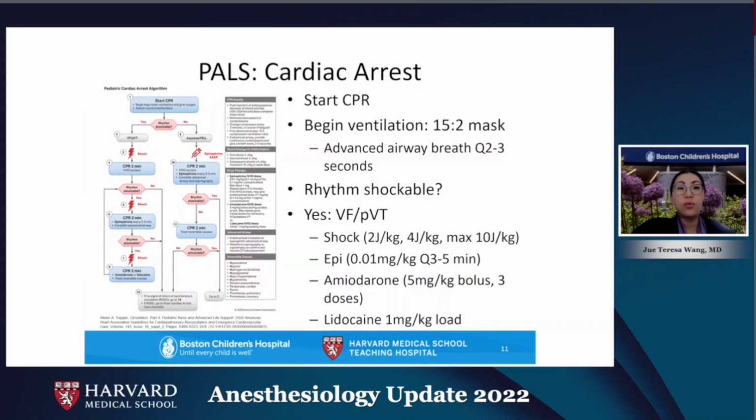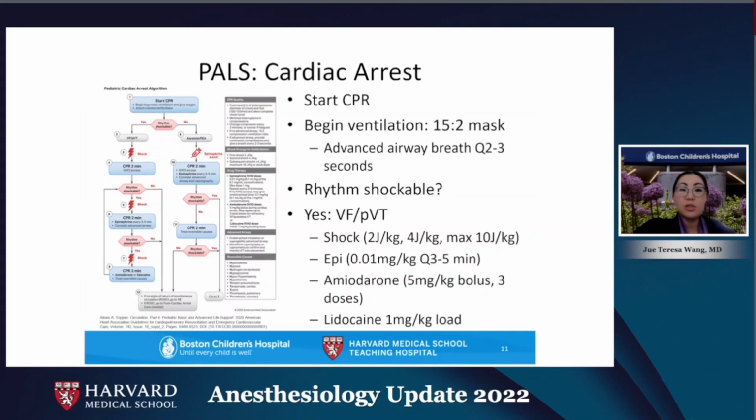Moving on to full cardiac arrest under the pediatric advanced life support algorithms. Once you arrive at the scene and a patient is identified to be in full cardiac arrest, begin CPR immediately without delay. Start ventilation at a rate of 15 compressions to 2 breaths via mask. And if an advanced airway is in place or able to be established, give rescue breathing every 2 to 3 seconds. And as soon as an AED is available, please attach the pads to the patient and identify the rhythm.